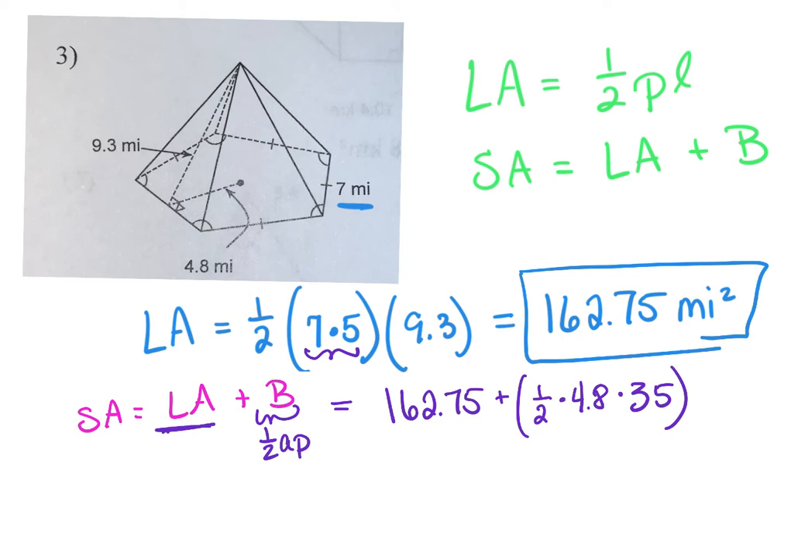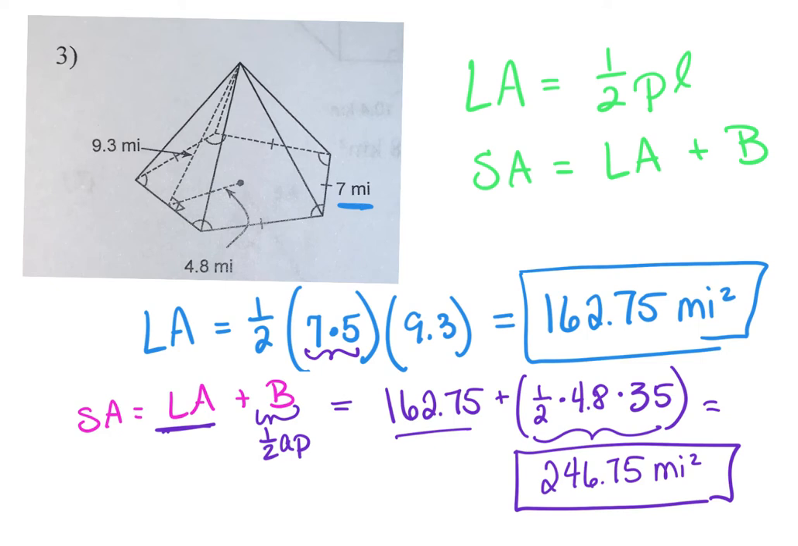And so I'm going to take the 162.75. I'm going to multiply this out, add those two together, and my surface area is going to be 246.75 square miles.